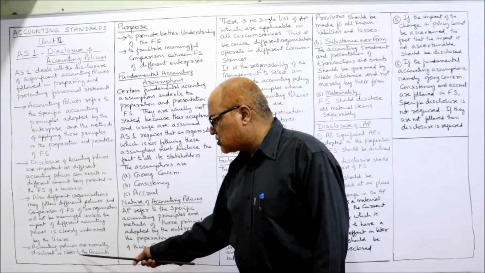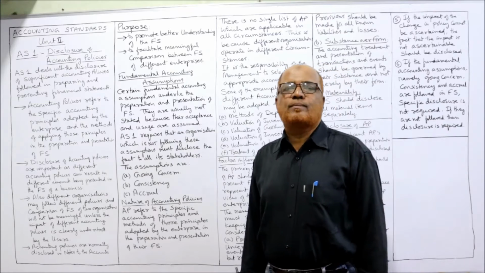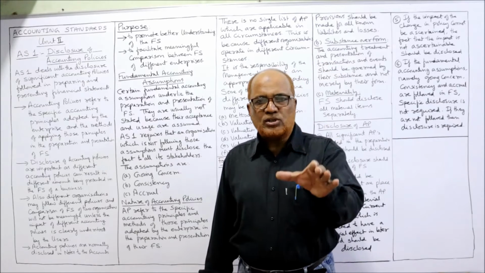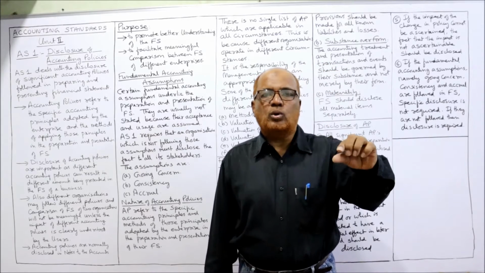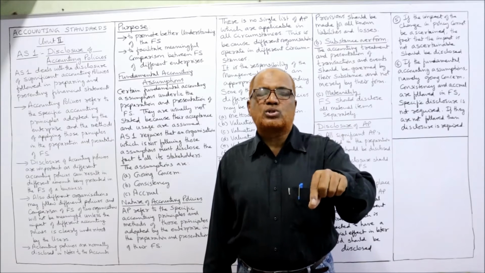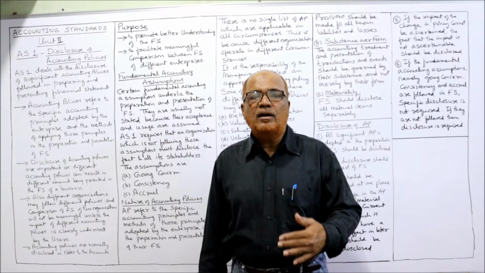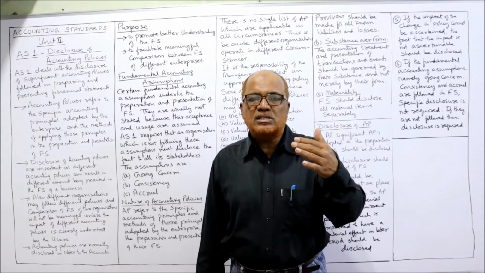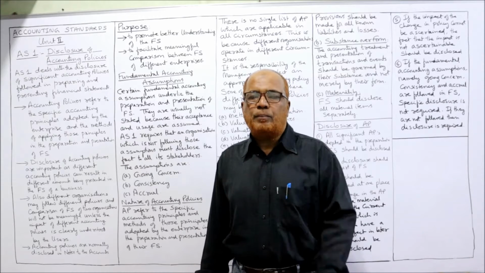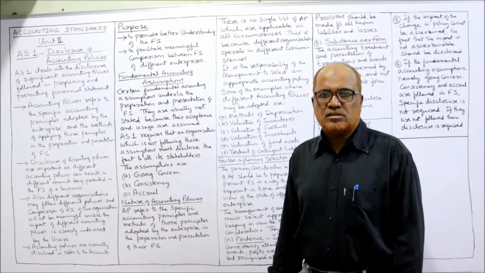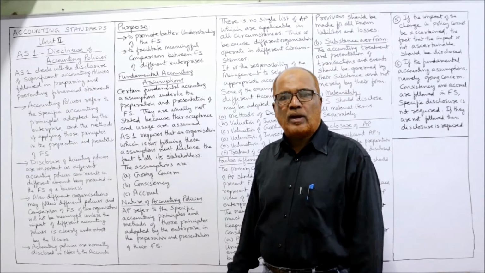Accounting policies are normally disclosed in notes to the accounts. Whenever we prepare the financial statements, we should have some notes. In those notes to final accounts, we have to specify what accounting policies we have adopted while preparing the financial statements. These are the basic points you have to write.